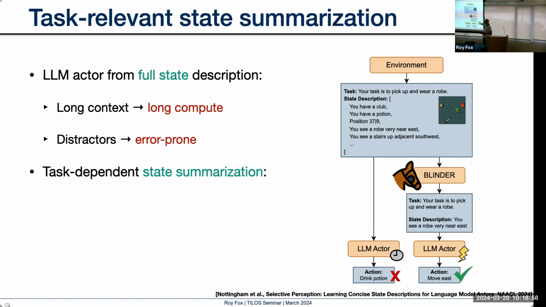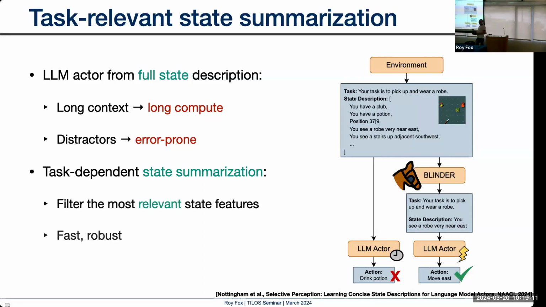So that's really all you need to do, right? All you need to do. And then the language actor can say, okay, we're going to move east as a first step. That's a lot easier. So we filter the most relevant state features, and then we have an actor that's a lot faster, a lot more robust to noises in your state, to variations in your state that may be irrelevant for the task.